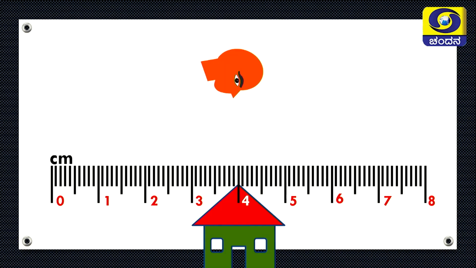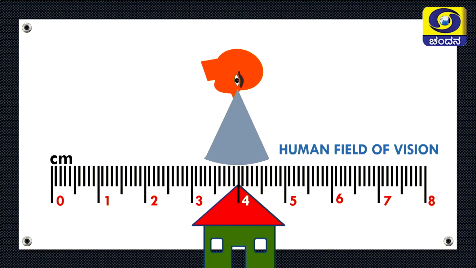Normal human view is like this. We can see only binocular vision and it is possible to see that view only. See the human vision area in this animation. This much area we can see properly. If we see from a slant position like this, what will happen? We read it as 3.9 centimeters from this position. This is also wrong.